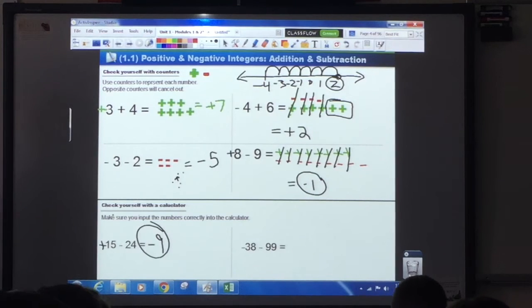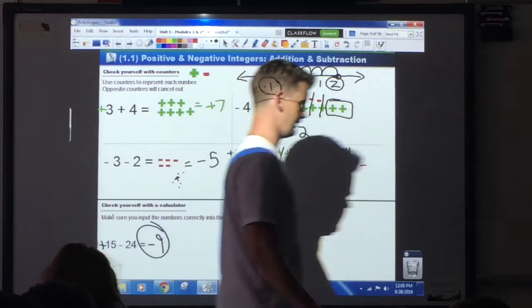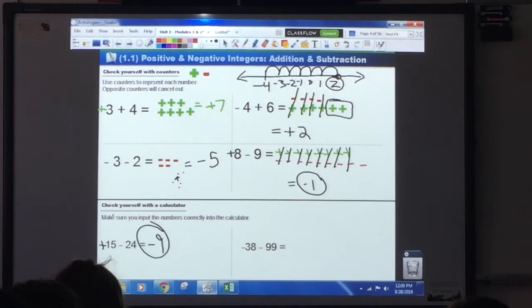But blank. Miss Aiken, negative 38 minus 99 is what? I can do this in my head.